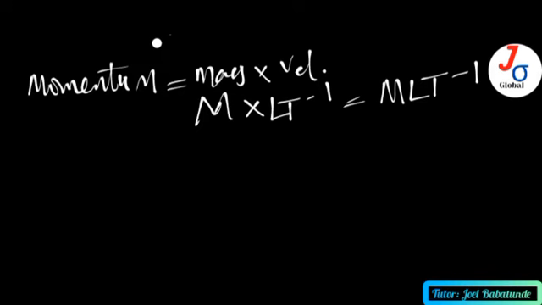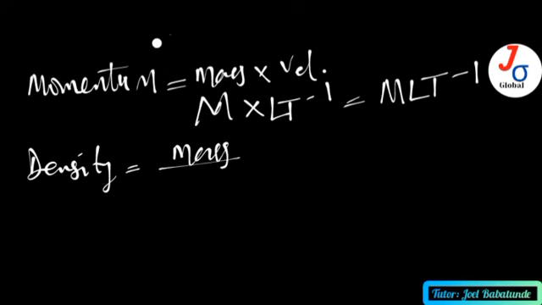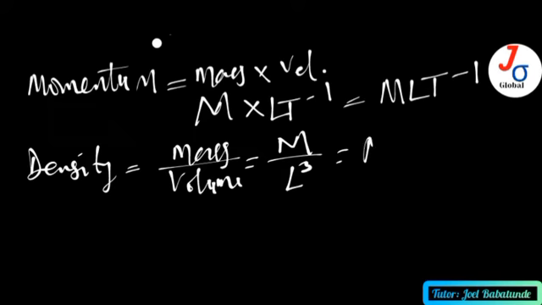Then we're going to do two more. Let's do density. Density is actually mass over volume. Okay, so what's mass? Mass is capital M. What's volume? Volume is L to the power of 3. Why? Because length times breadth times height, and length is meters. That's length is L, breadth is length, height is also length. So that's L to the power of 3. And so I'm going to write that as ML to the power of minus 3. So that's the dimension for density.